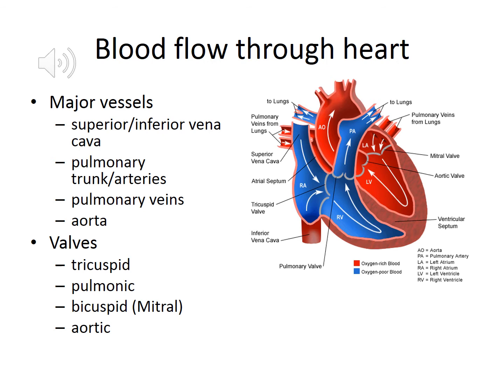After coming into the right atrium, blood flows through the tricuspid valve into the right ventricle. From there, blood flows through the pulmonic valve into the pulmonary artery and out to the lungs, where the blood is then oxygenated. The blood then returns to the heart through the pulmonary veins into the left atrium. Blood passes through the mitral valve into the left ventricle, and then exits through the aortic valve into the aortic artery, and then is distributed out to the system.